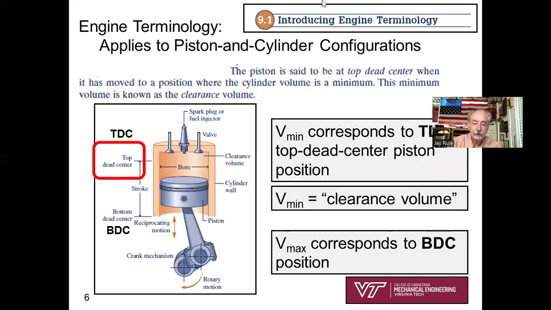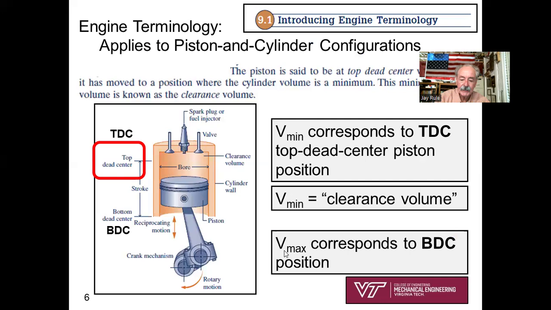So now what I want to do is summarize jargon that's presented in your textbook. In other words, I'm trying to pick out the key points that your textbook is trying to make. So top dead center. Do you see that at top dead center, where the piston is as close as it can be to the intake and exhaust valves and/or spark plug or fuel injector, that's going to represent the minimum volume. V minimum corresponds to top dead center. That's called the clearance volume in your textbook.